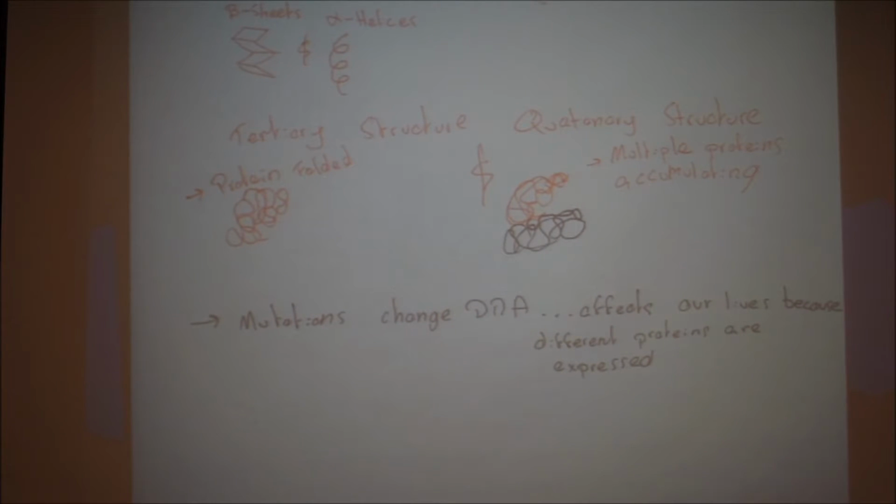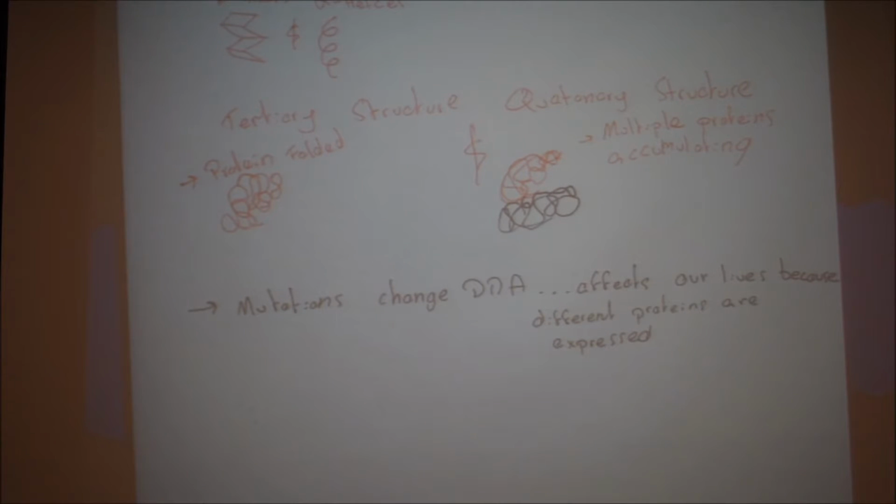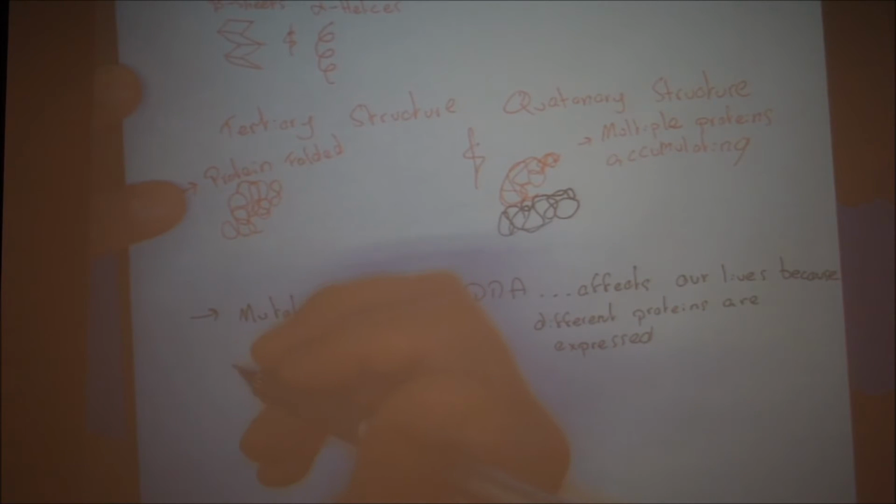Oh, is that better? Thank you. Cool. Alright, so mutations affect our lives because different proteins are expressed. Now let's say, right, our parents, they have this mutation. Can that mutation be passed on to us? Of course. So, mutations can be passed on to offspring.